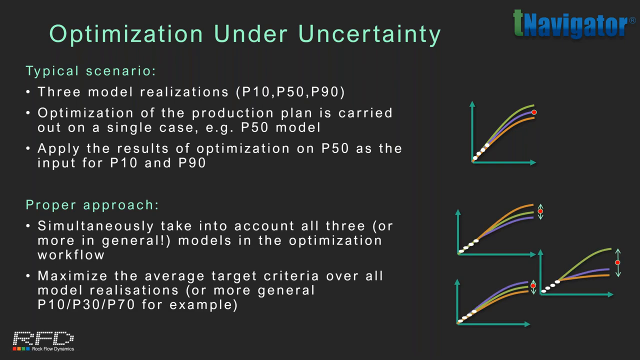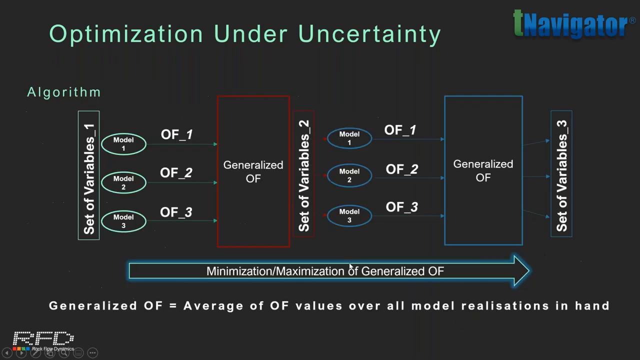What we would like to propose, and what we find as a proper approach to this problem, is to take all of them into account simultaneously. Instead of maximizing, let's say, oil recovery for one case, we should optimize the average. So we can define whatever arithmetic average over three or four or five realizations, whatever we would like to consider. Or we can also take P10, P30, P70, and optimize those numbers, in which case we will move from less risky decisions to more conservative decisions, depending on the average that we pick up for the objective function.